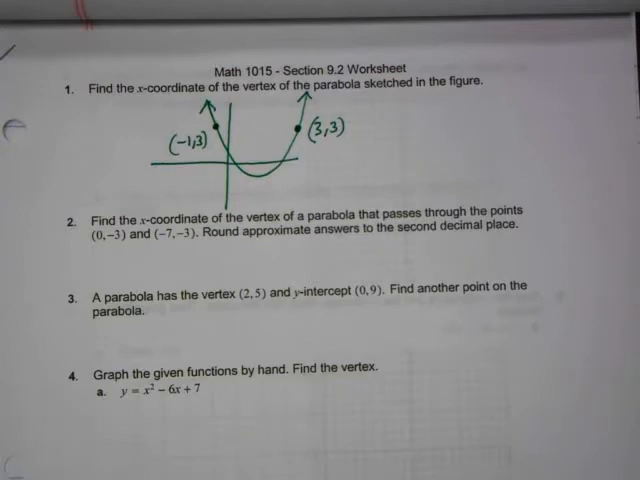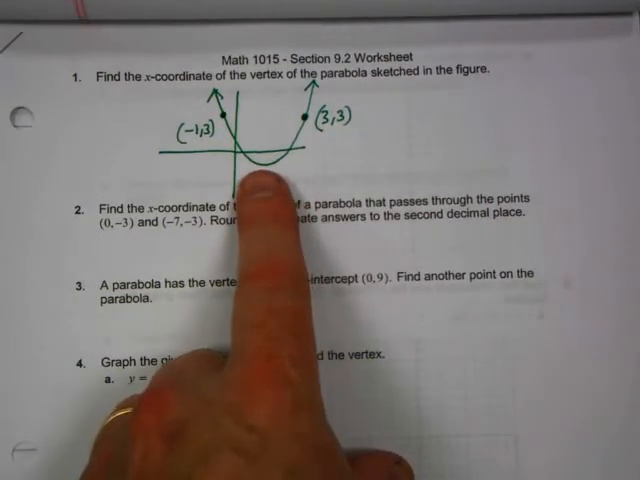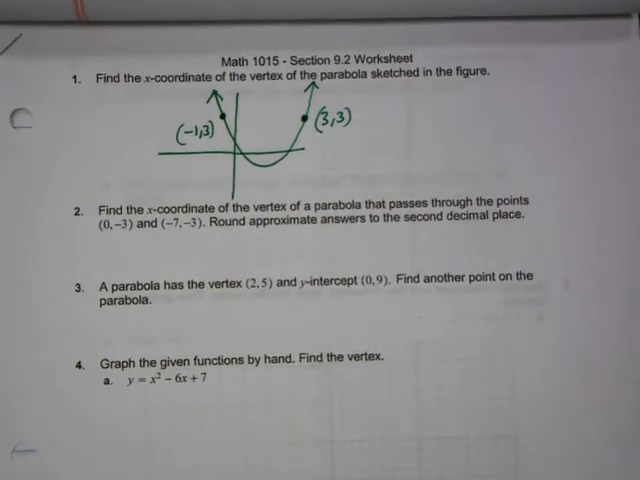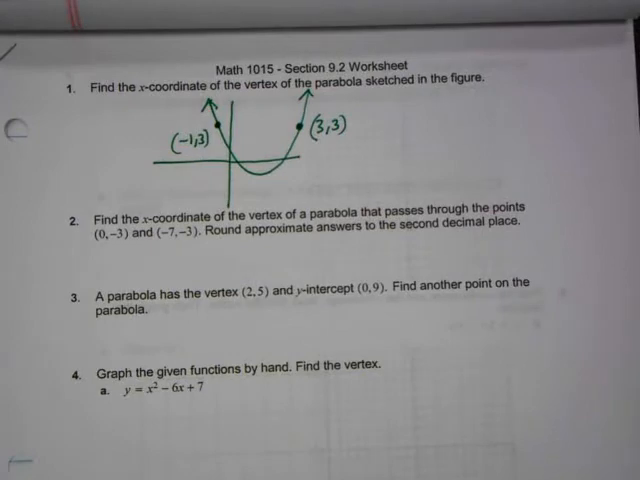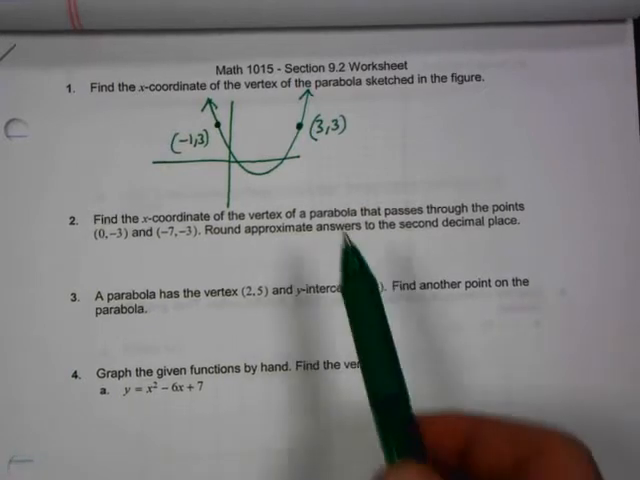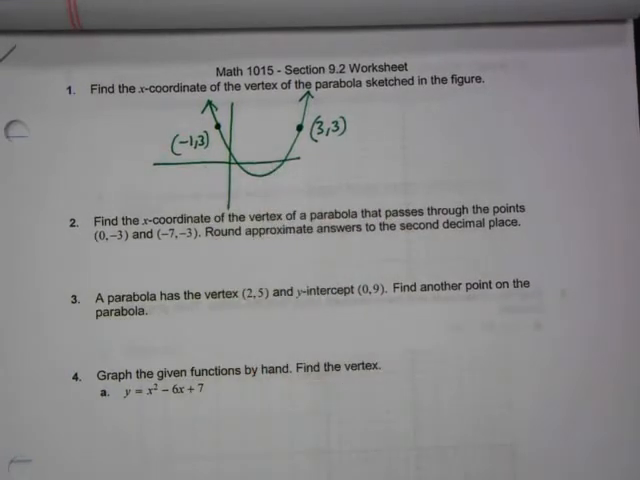I only want the x value. We don't really know what the y value is. The y value looks like it's maybe -1, but we don't know for sure. All I really want is the x value. 2, no. 1, yes. So it was either 1 or 2.